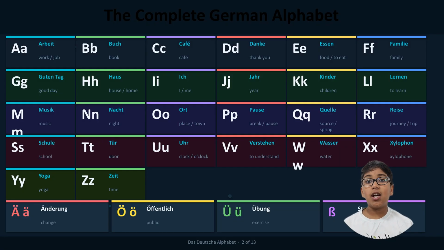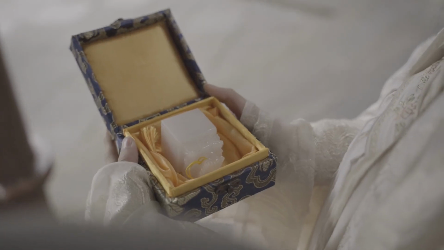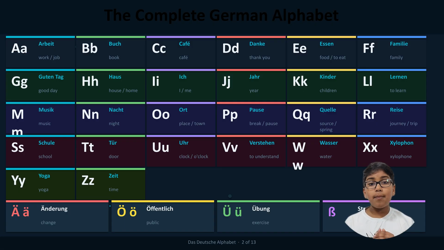Look at this slide. This is the entire German alphabet all in one place. 26 letters just like English, plus the 4 special ones you can see in color. Ä, Ö, Ü and the sharp S. Now I want you to do something fun right now. Look at the letters and spot any you already recognize from English. Most of them look exactly the same. A, B, C, D, all the way to Z. But here's the big secret. Even though they look the same, some of them sound very different in German.